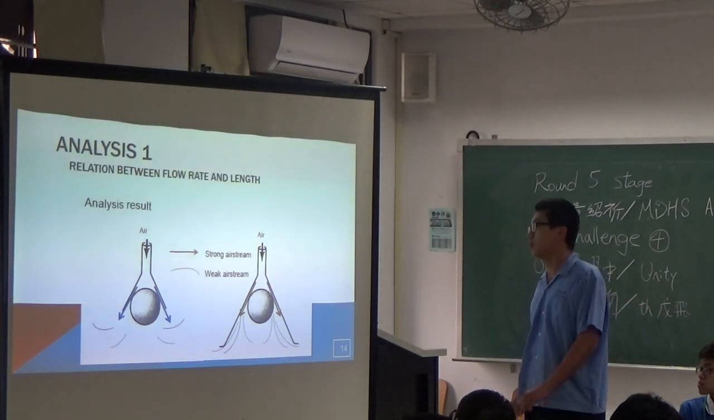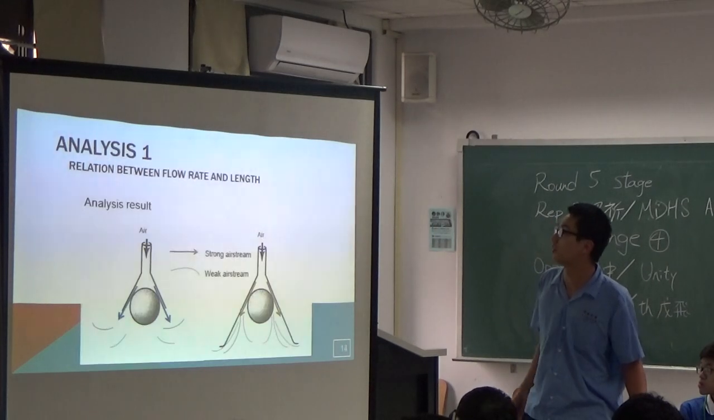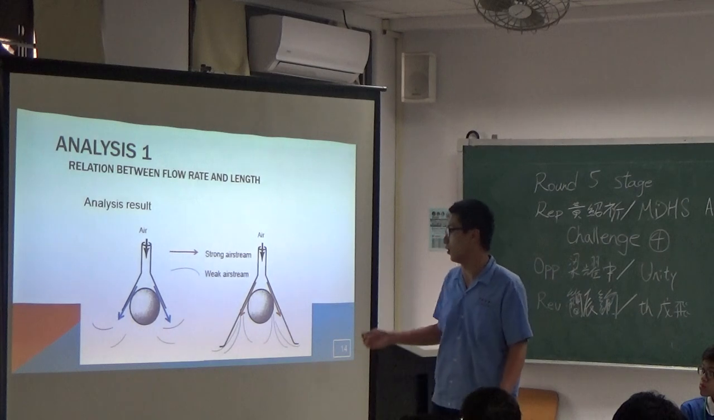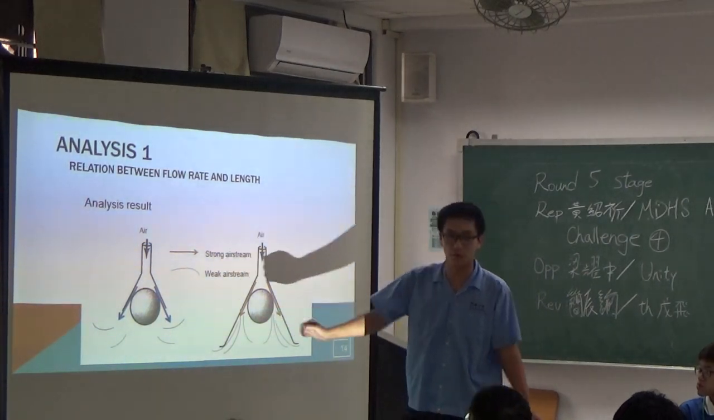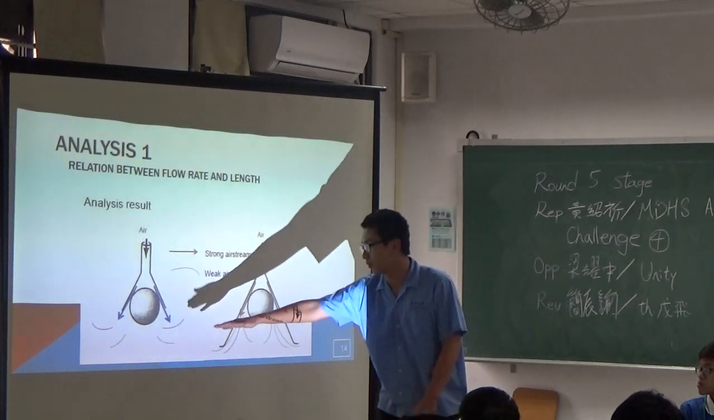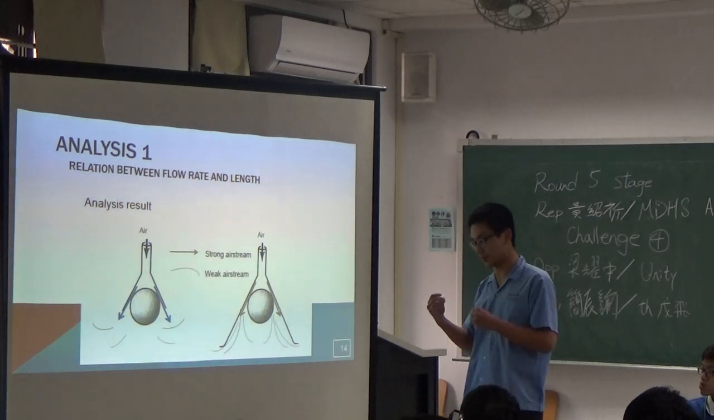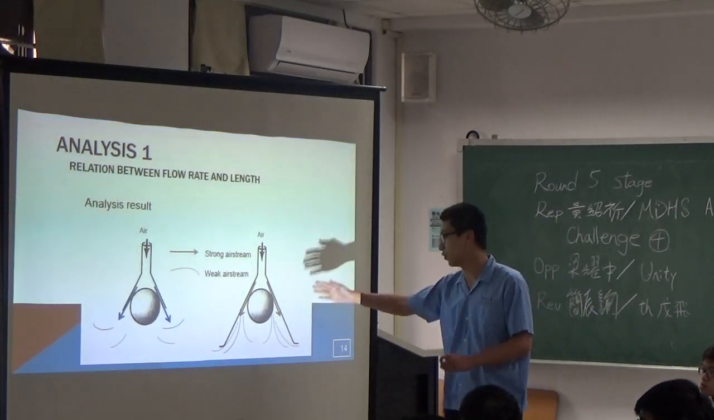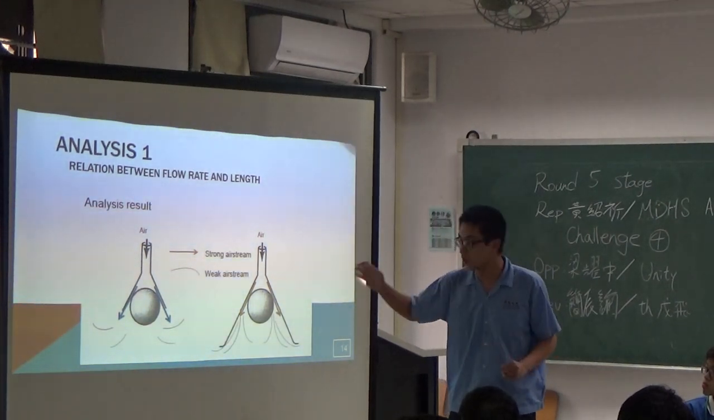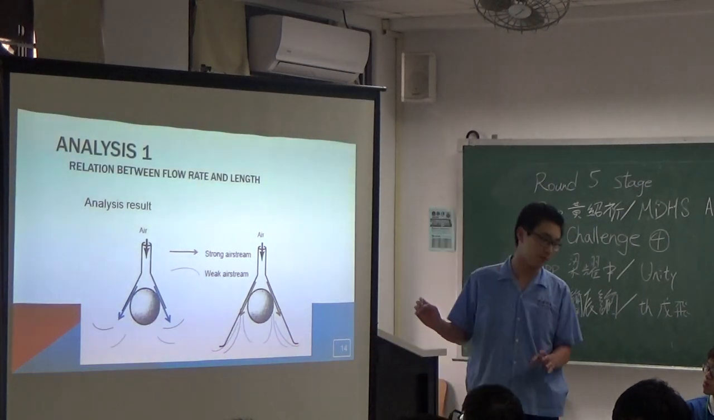And analyze one. We have to explain why we will get this result from the experiment. As you can see, the length of the funnel will affect the pressure under the ball. If the length is shorter, the pressure down the funnel will be nearly atmospheric pressure. And if it's longer, the air below the ball will have a smaller flow rate than up here, but not the atmospheric pressure.